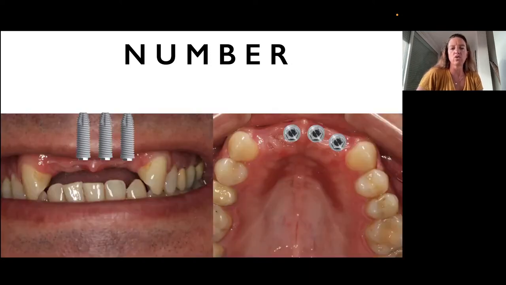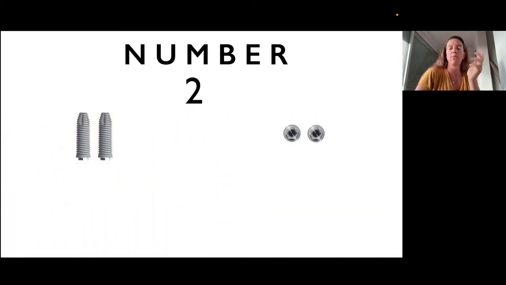Now three is also an option. And where should you place the three? Should you place the three in the central incisives and in one lateral, or on the other?